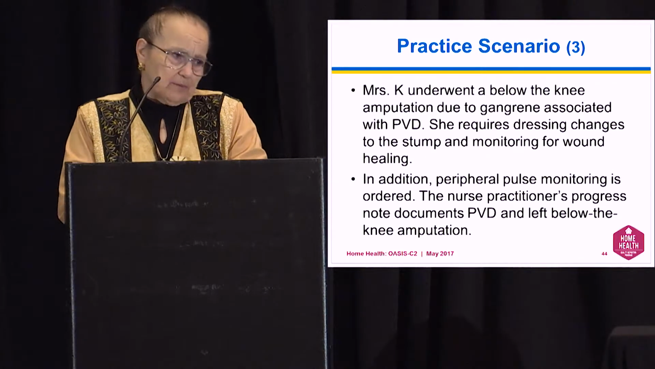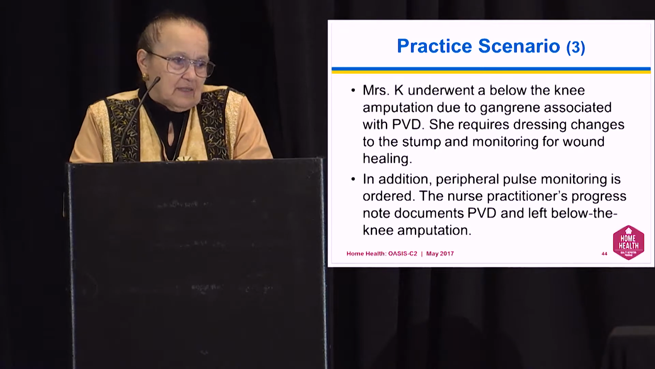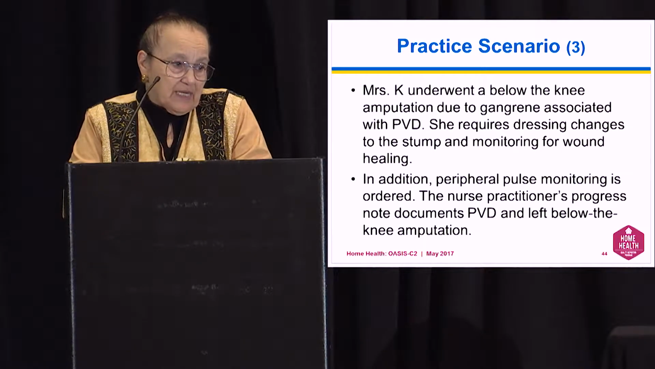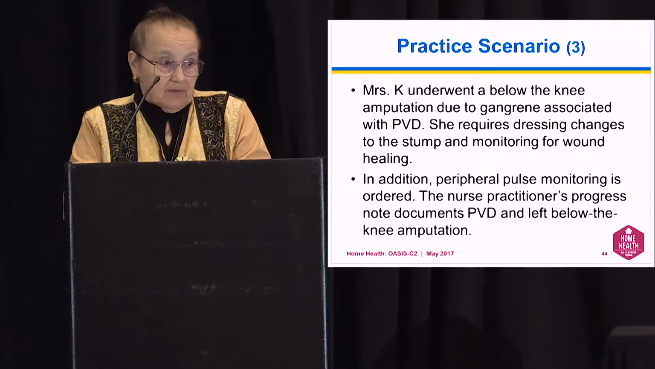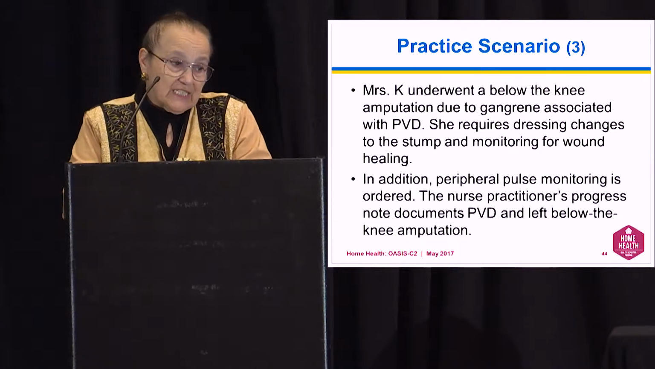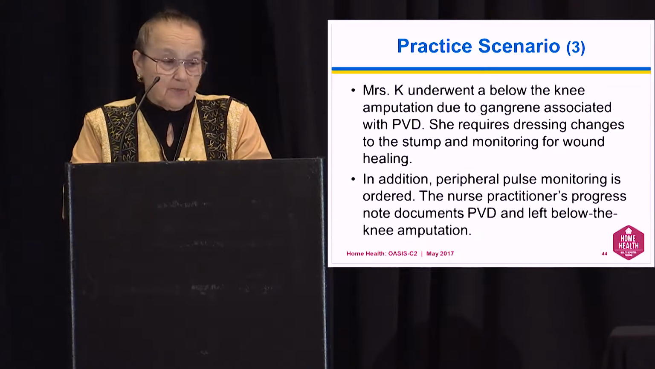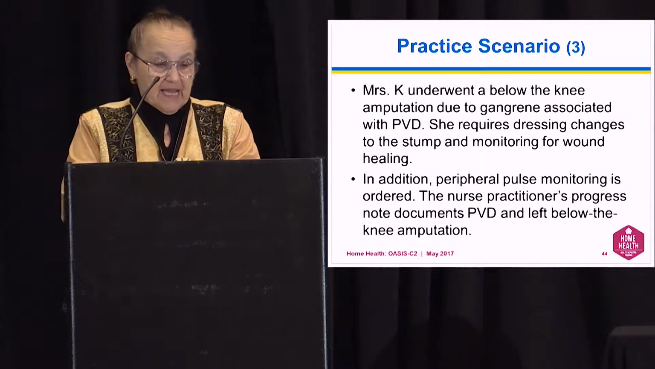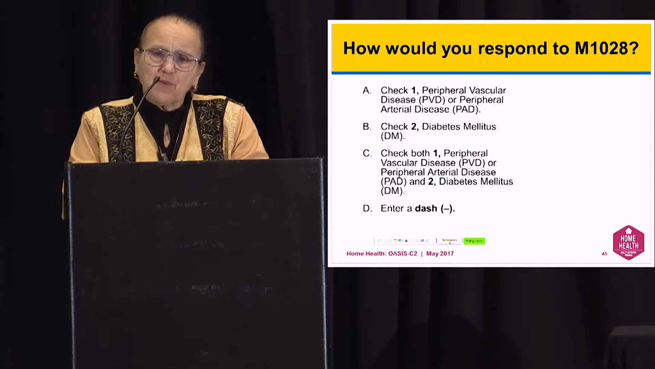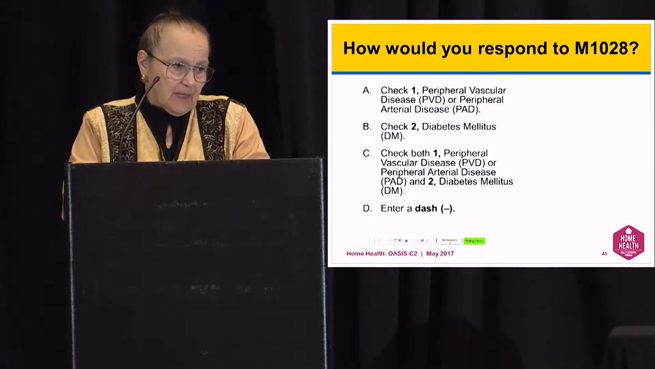Let's try a different one. Mrs. K underwent a below-the-knee amputation due to gangrene associated with PVD. She requires dressing changes to the stump and monitoring for wound healing. In addition, peripheral pulse monitoring is ordered. The nurse practitioner's progress note documents the PVD and the left BKA. So how would you respond to M1028 this time?